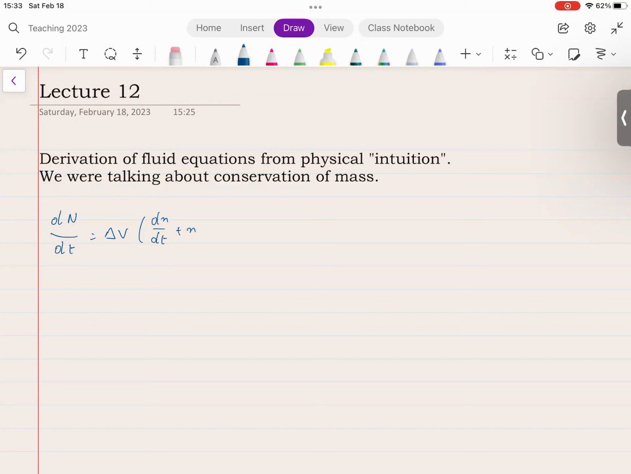times the derivative of the velocity in the x direction, which we call u sub x, with respect to x, plus n times the derivative of the y component of the velocity of the fluid element with respect to y, plus n times the derivative of the z component of the velocity with respect to z, which we can summarize as volume times dn over dt plus n divergence of u, and this whole thing needs to be equal to 0 because particles are conserved. That's what we've been saying.